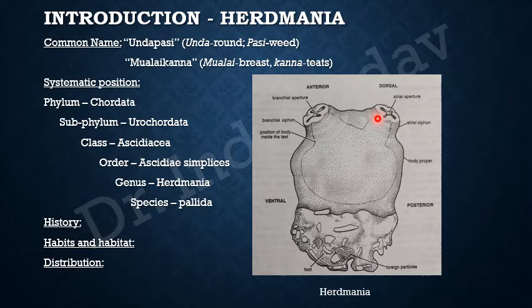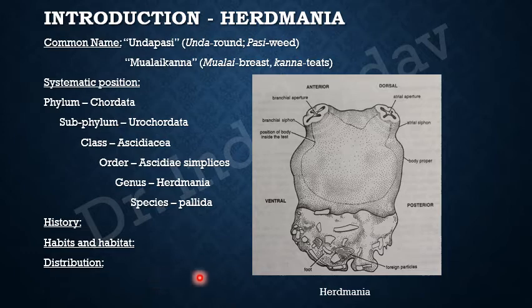Now the distribution. Distribution means the occurrence of the animal on the global map. Herdmania is almost cosmopolitan in distribution and is found in all the seas except the Arctic.